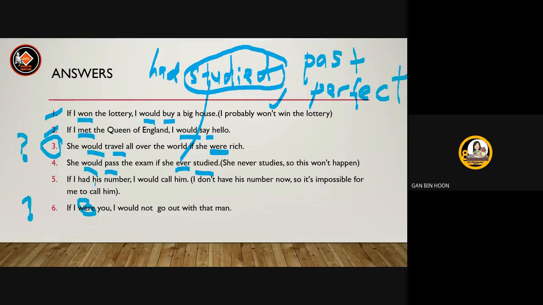Example, okay? So if I had his number, I would call him. The meaning is I don't have his number now, so it's impossible for me to call him. Okay? So bermaksud all this number 1 to number 6 adalah situasi yang tak logik. Do you understand? But teacher, why she were, why I were? Okay, I will tell you later, okay? So let's go to the next one. Good. At least you know the formula.